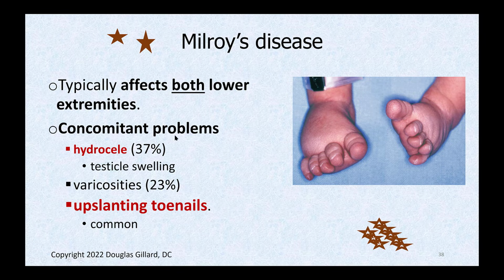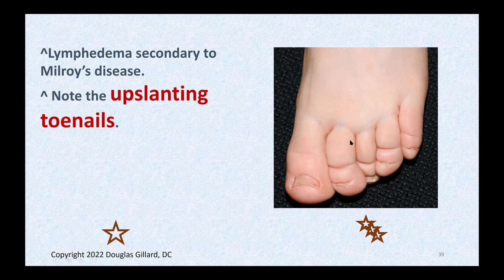There are also some associated problems if you have Milroy's disease. Over a third of those with Milroy's disease also have hydrocele, which is testicular swelling. We'll talk about that when the time comes. Varicosities, about 25% have. They almost always have these weird up-slanting toenails.